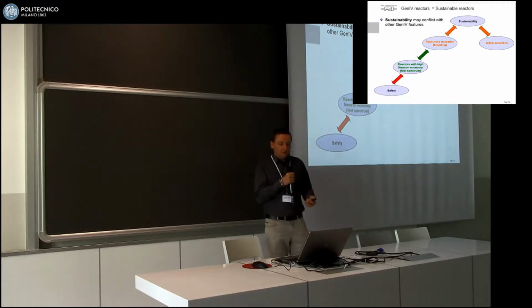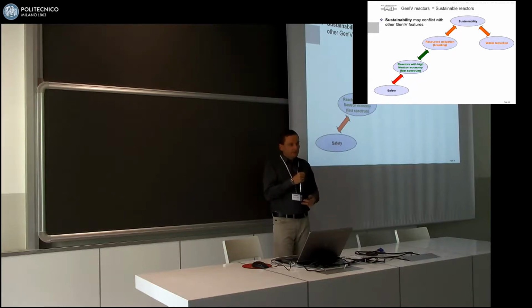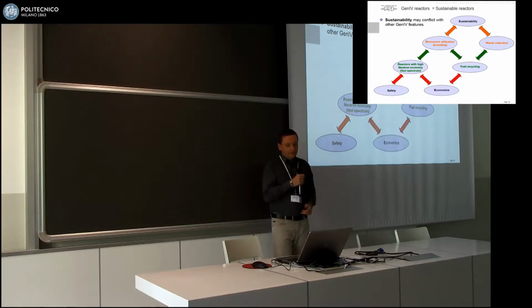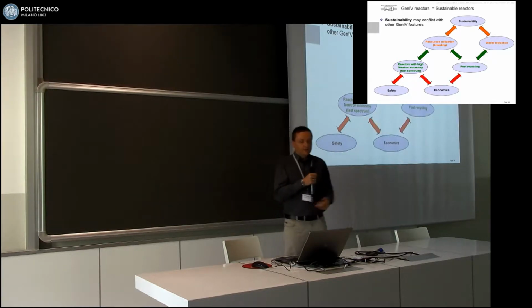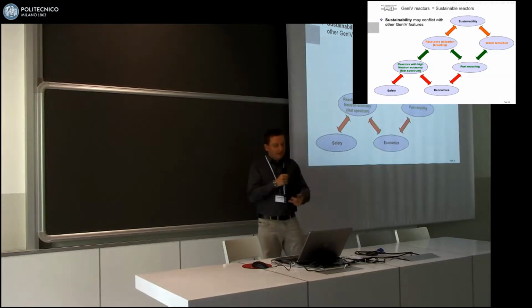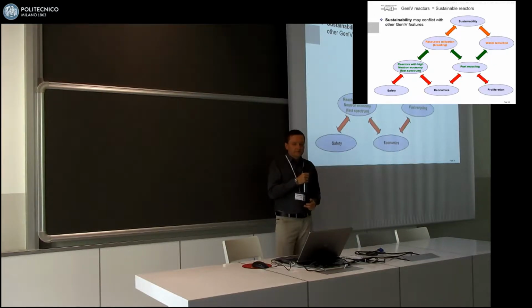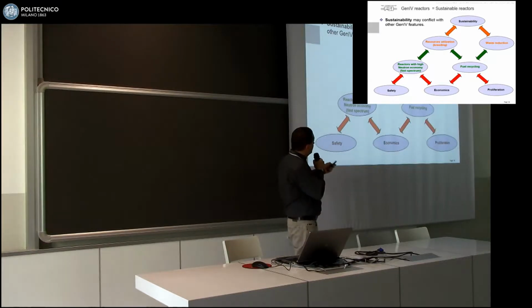For both breeding and waste reduction, you probably will need fuel recycling. And a fast reactor with fuel recycling may jeopardize your economy. And whenever you recycle the fuel, you may have a problem with proliferation. So we added a new goal compared to current reactors, and we may have issues with the three points which were relatively fine with the current neutron reactors.